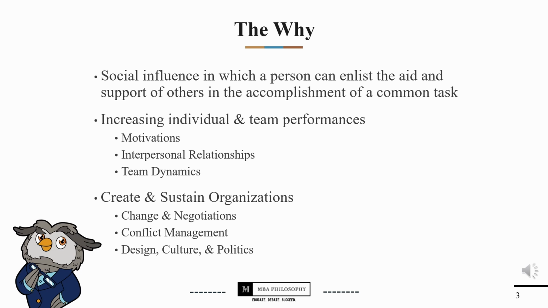Firstly, they're combined because they complement each other very well. So looking here at the first bullet point, social influence is just the ability of a person to enlist the aid and support of others in the accomplishment of a common task. Next, we're examining individuals and teams and how they need guidance making decisions, designing, structuring, and building leverage. Lastly, organizations are all about establishing norms of practices, distinctly distributing work, and being analytical to overcome challenges.